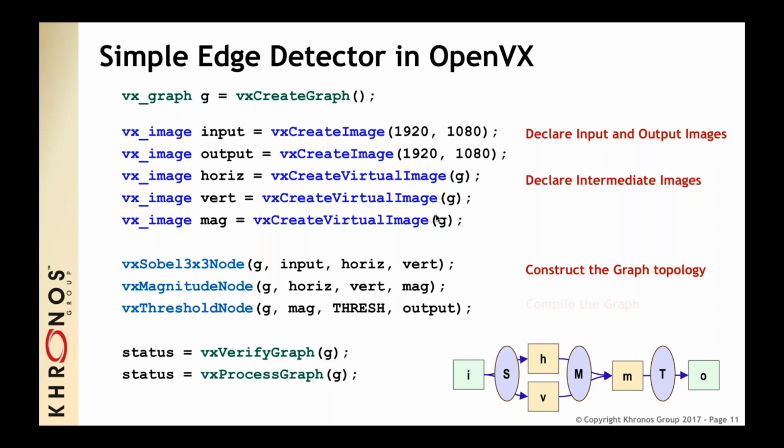And there's a threshold node, which takes the magnitude and compares every value with a particular threshold. If it is greater than the threshold, the output will be 255, saying yes. And if it is not, it will be 0. So this is the kind of graph.